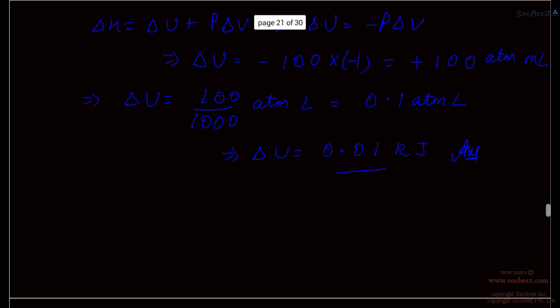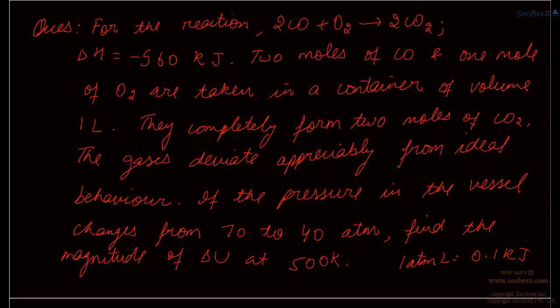Okay, so let's discuss another question. The question says that for the reaction 2CO plus O2 gives 2CO2, delta H equals minus 560 kilojoule. 2 moles of CO and 1 mole of O2 are taken in a container of volume 1 liter. They completely form 2 moles of CO2.